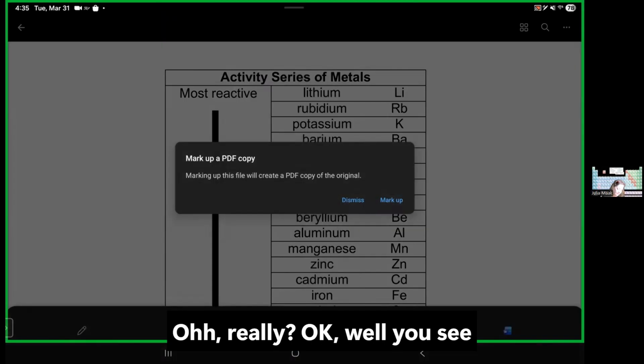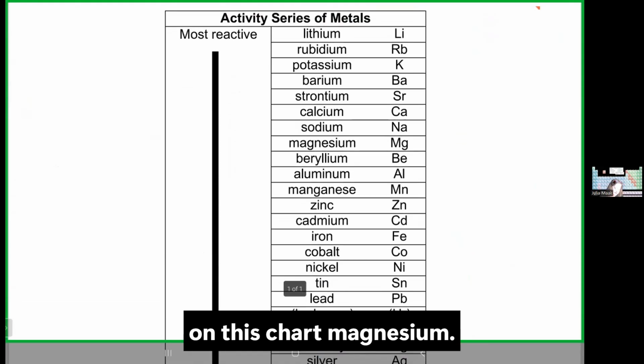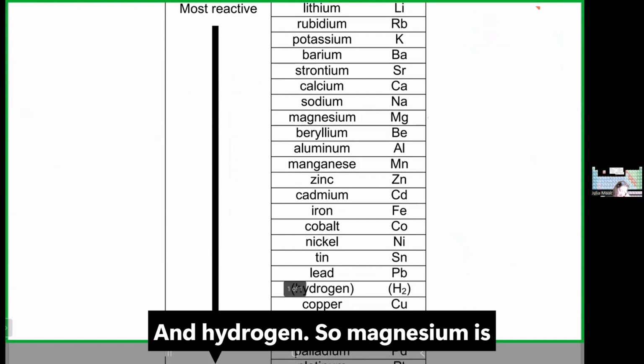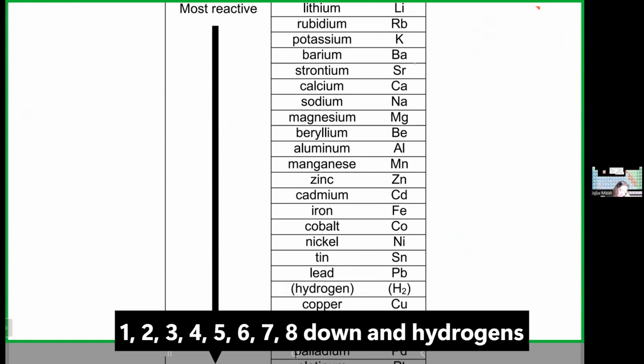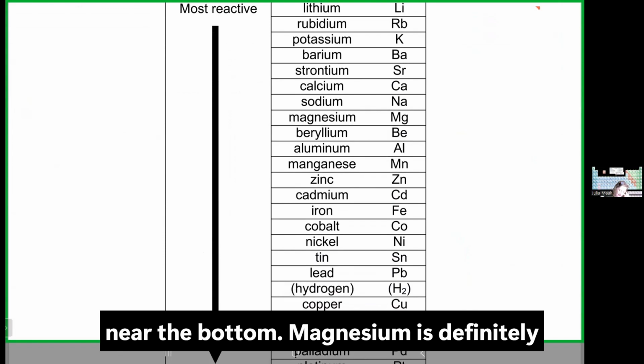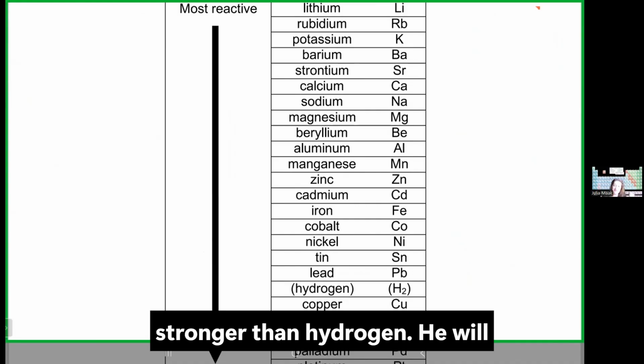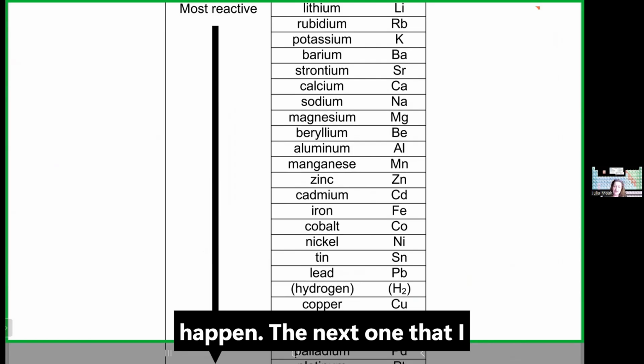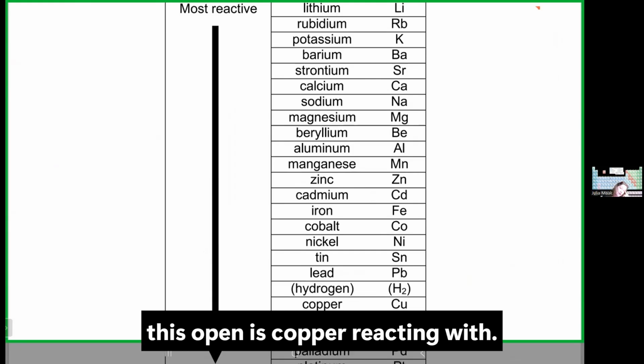Really? Okay, well, you see on this chart magnesium and hydrogen. So magnesium is 1, 2, 3, 4, 5, 6, 7, 8 down, and hydrogen's near the bottom. Magnesium is definitely stronger than hydrogen. It will definitely kick it out. Reaction will happen.